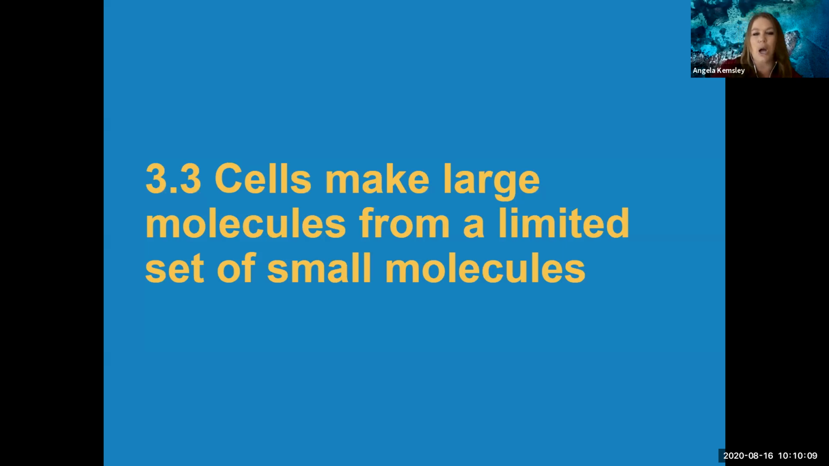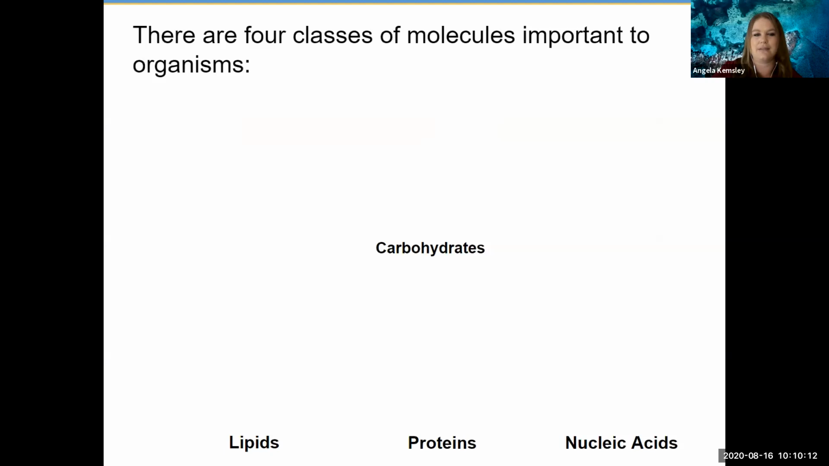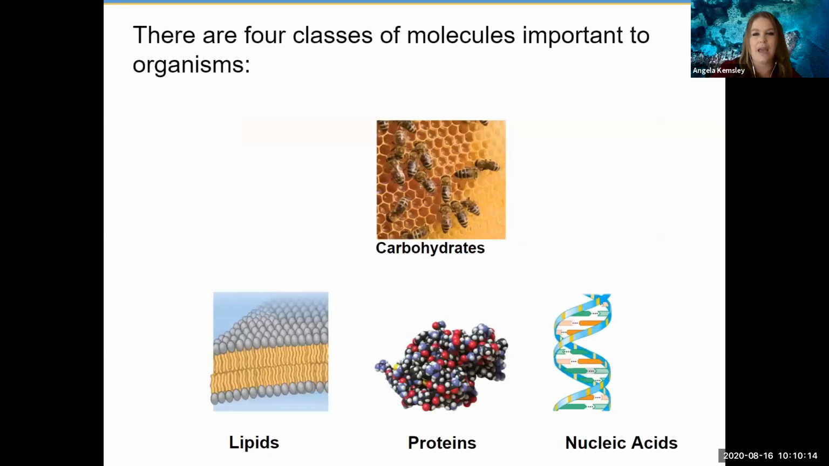Now, cells can make large molecules from a limited set of small molecules. And when we put all these small molecules together and we make these large molecules, we get 4 primary classes of molecules that are important to organisms. And we're going to briefly discuss each of these 4 types of organic molecules. So we're going to talk about carbohydrates, lipids, proteins, and again, we're going to briefly touch on nucleic acids today. Nucleic acids are so important, though, that we're going to spend a lot of time on them in later chapters.